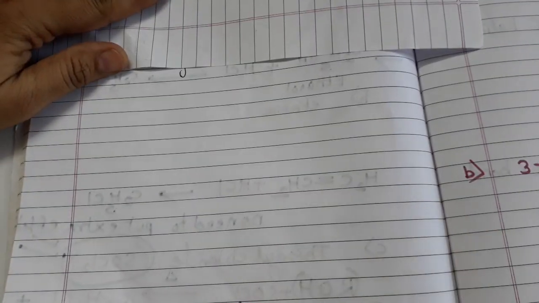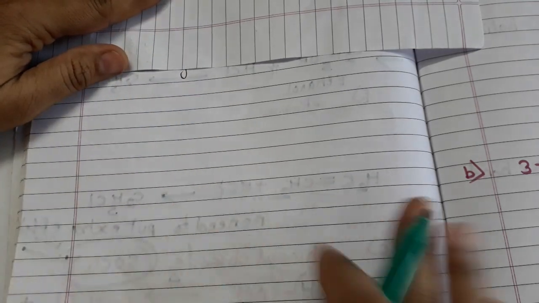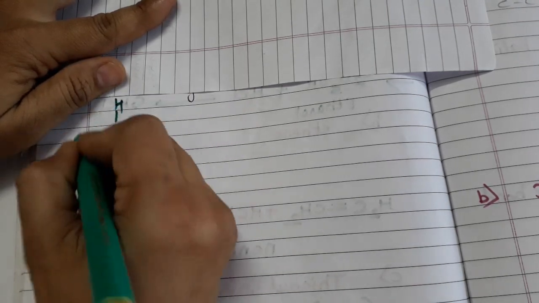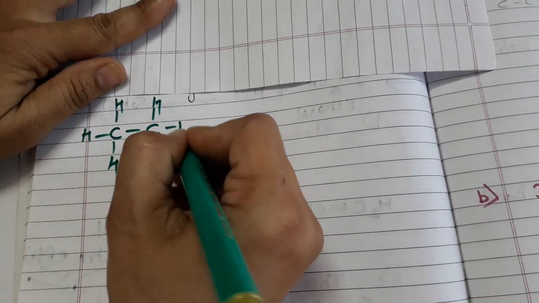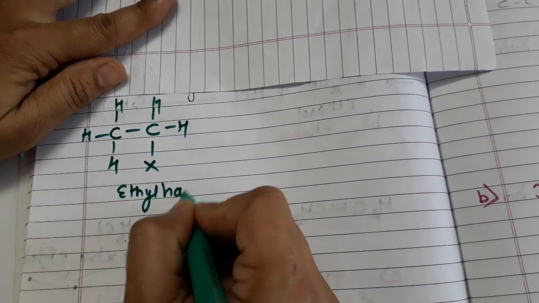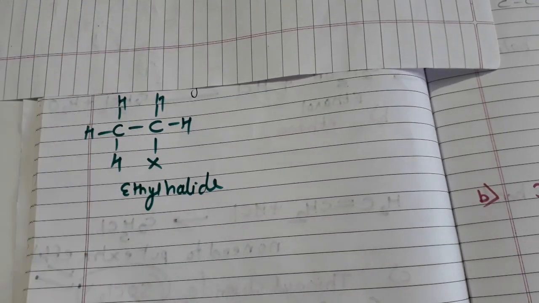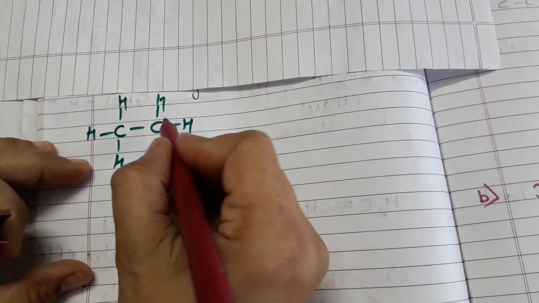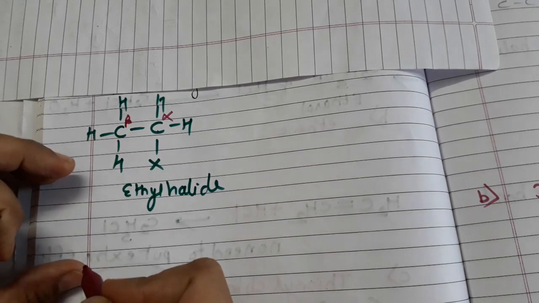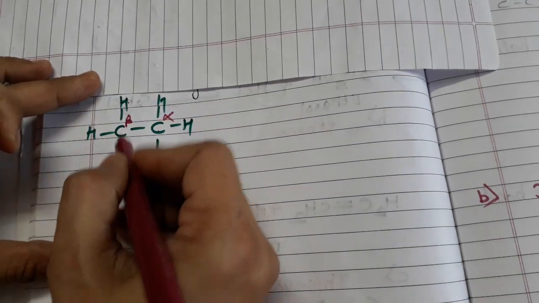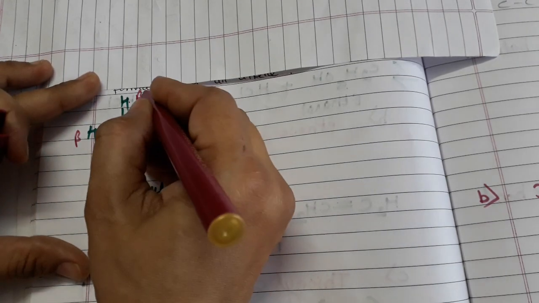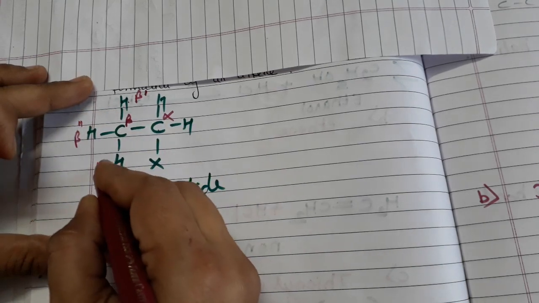Now in front of you I write one chemical reaction, and in it just see the reactant. We are having carbon, carbon, H, H, H, H, H, and this is X. Now this is ethyl halide. X is bonded to a carbon atom, and that carbon atom is known as the alpha carbon atom. The carbon which is bonded to the alpha carbon atom is called the beta carbon atom. The hydrogens attached to this beta carbon atom are known as beta hydrogen atoms. So we have beta 1, beta 2, beta 3, fine.